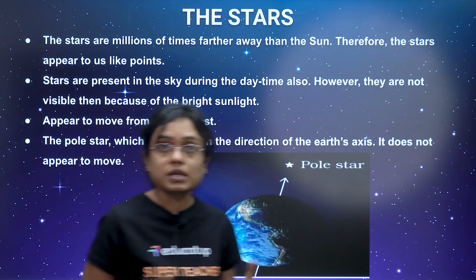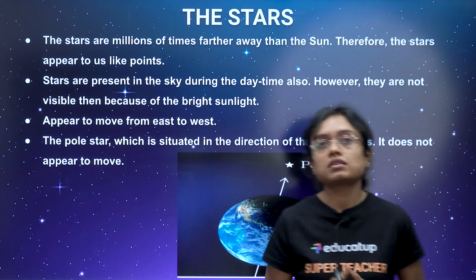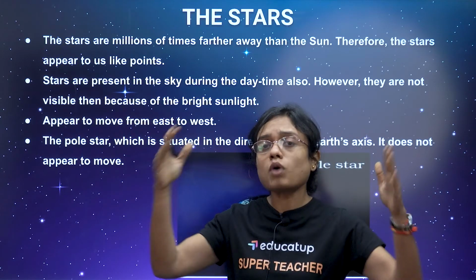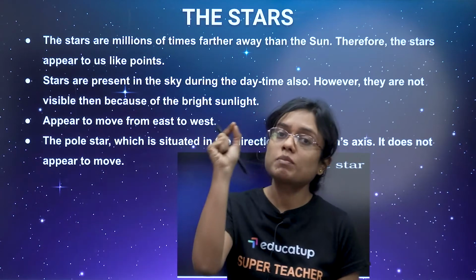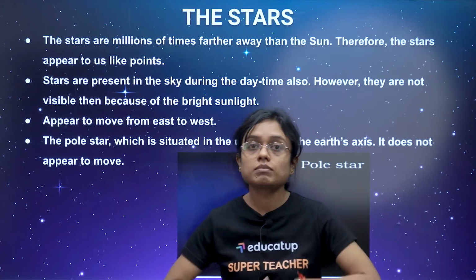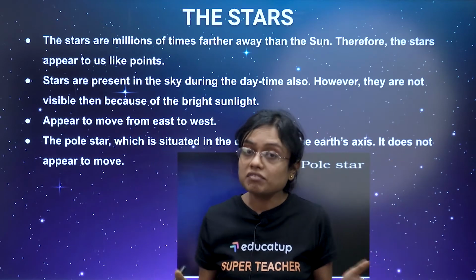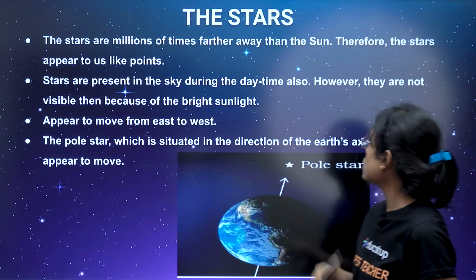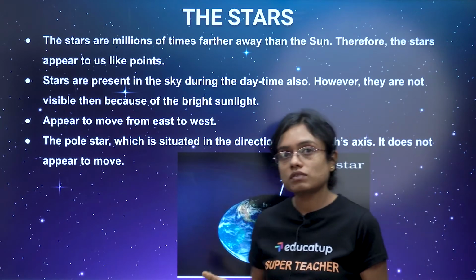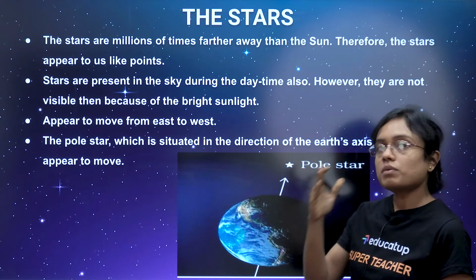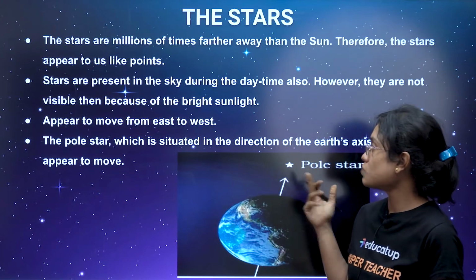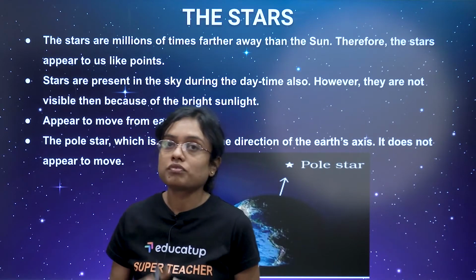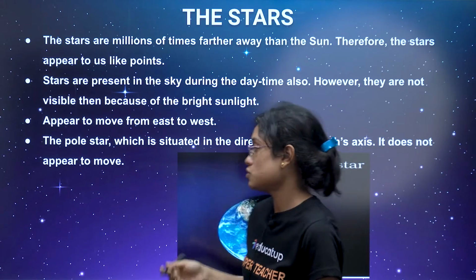Now the stars. The stars are millions of times farther away, and therefore the stars appear to us like point objects, because they are very, very far from us. But otherwise they are extremely large. They are even larger than our Earth. Stars are present in the sky during the daytime also. However, they are not visible because of the light of the sun. They appear to move from east to west. The pole star, which is situated in the direction of the Earth's axis, does not appear to move, and with the help of the pole star we can find out the direction.